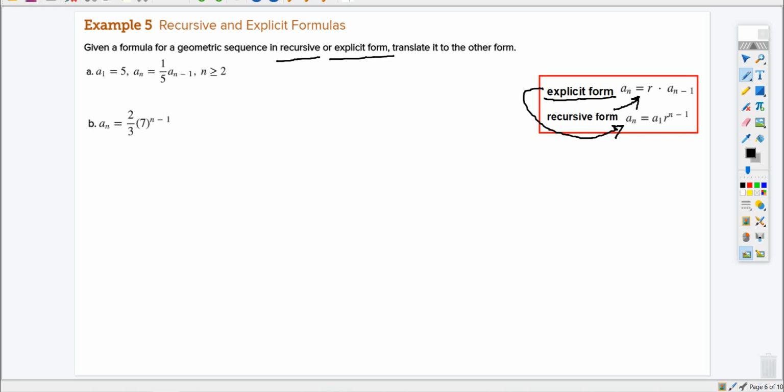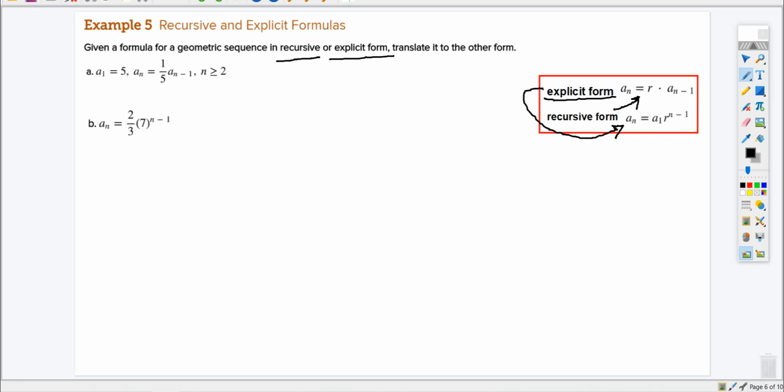So one more time, these two should be switched. Explicit form is an equal to a1 times r to the power n minus 1, whereas the recursive form is just an equal to r times a(n-1). So the difference between them is that explicit form is more explicit. It's just like the general formula, like a function, but recursive is relating the nth term to the previous one, or any term to the previous term. That's the recursive form.